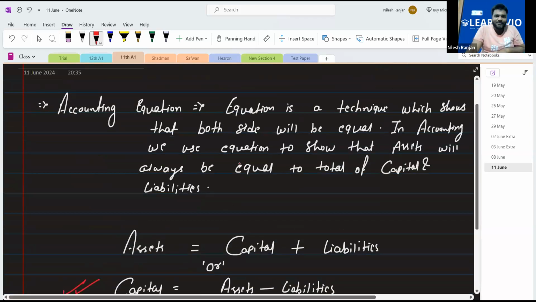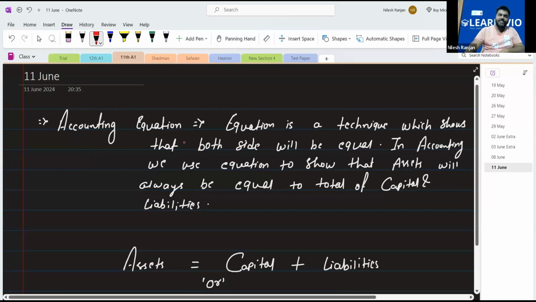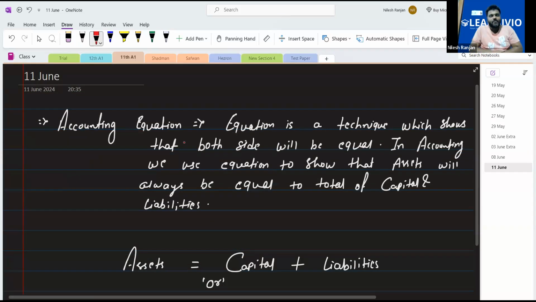Okay, so this is the definition. Write it. Yes, sir.